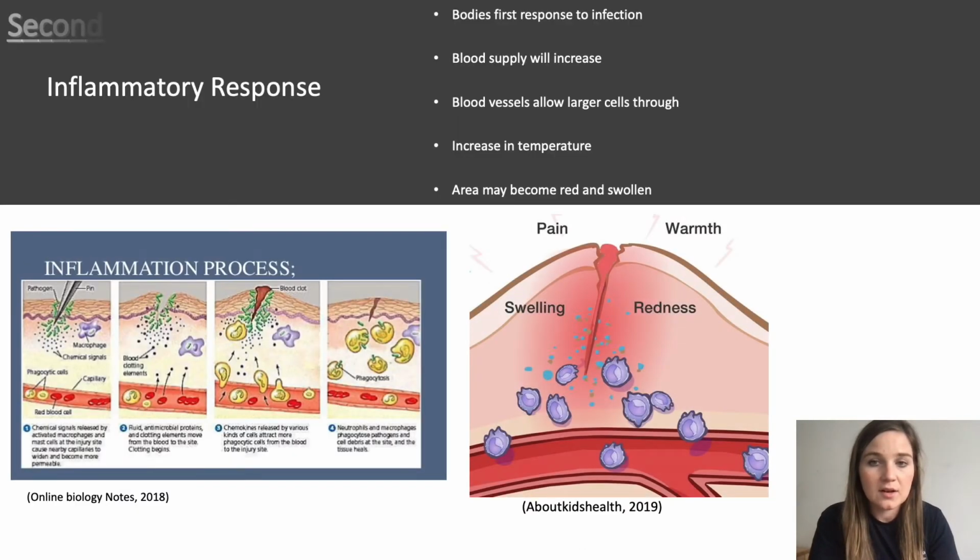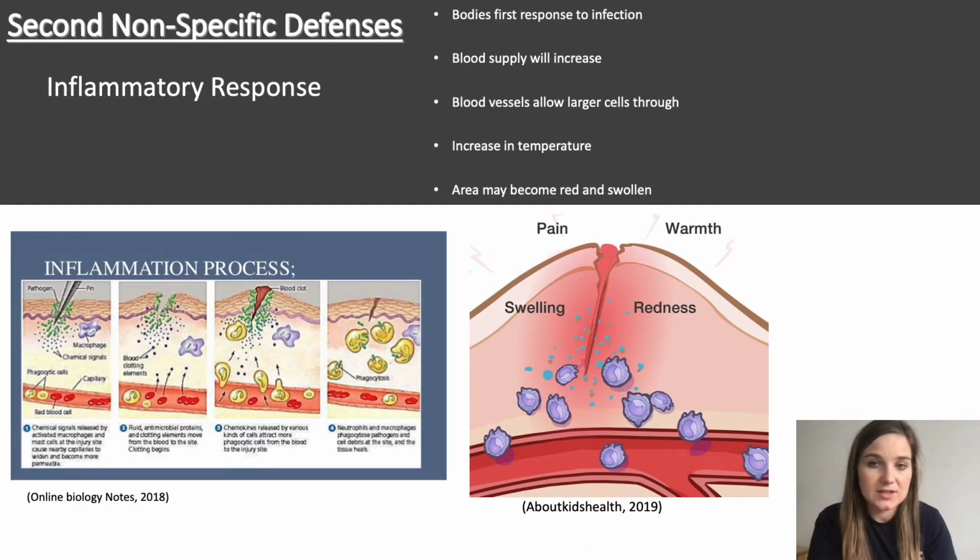So the second line of non-specific defence mechanism involves responses within the body if the pathogen can enter it. The inflammatory response is the body's first response to infection. The blood supply to the area affected will increase so that cells can reach the area quickly and destroy the pathogens. There is also an increase in temperature and the area may become red and swollen. As the pathogens are destroyed, pus is formed and then they break down.